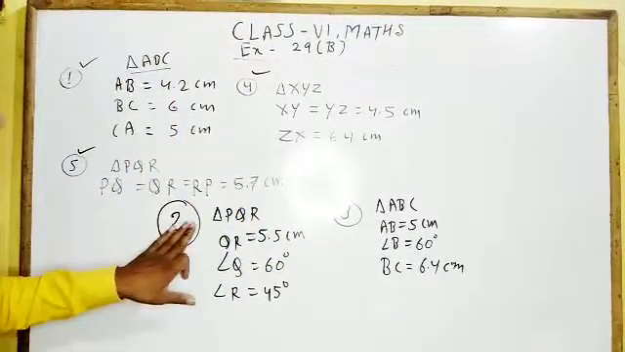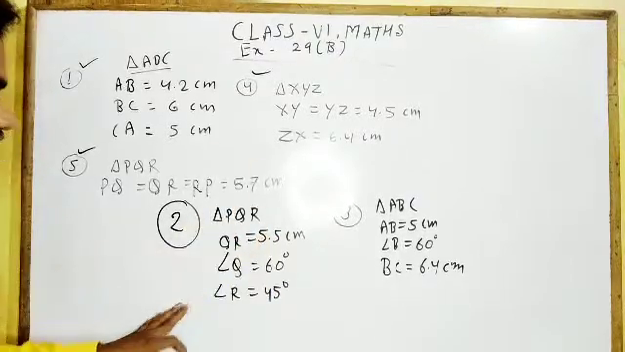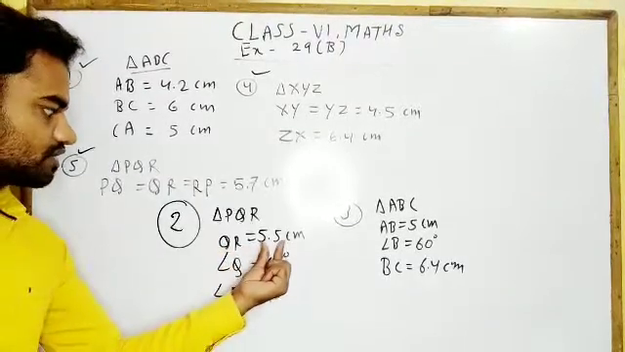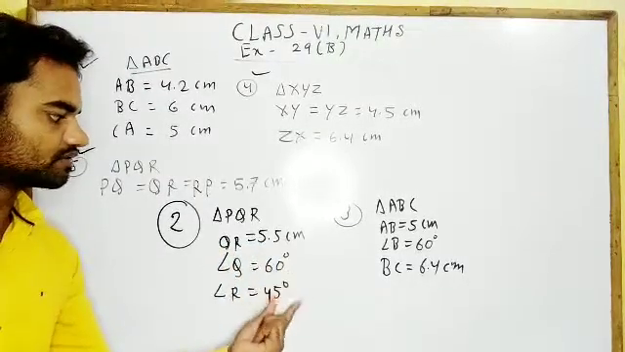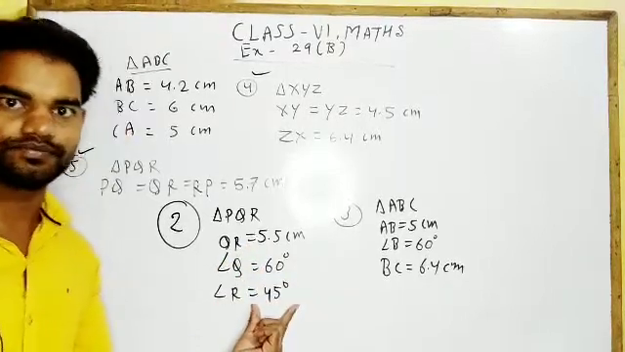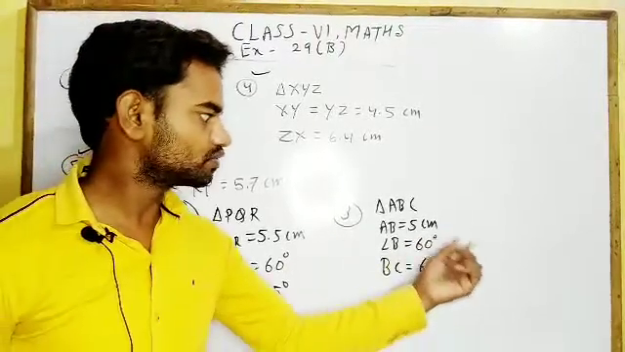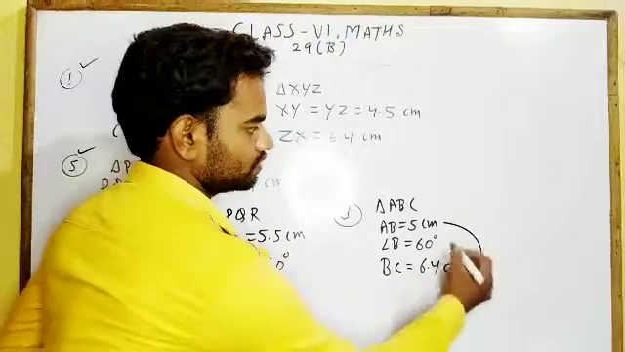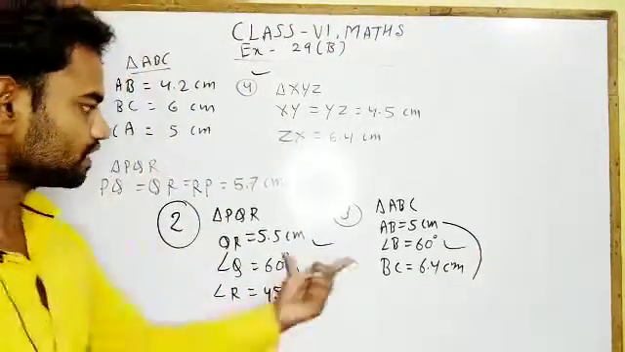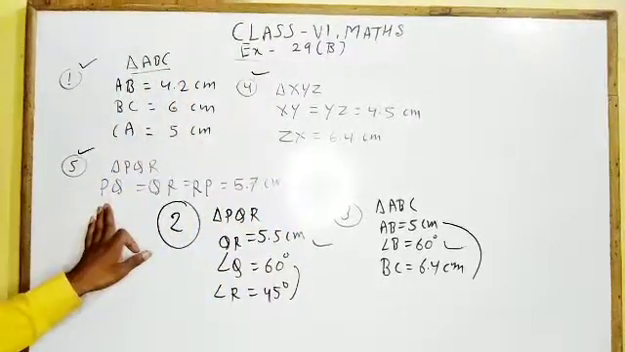Questions second and third, these 2 questions are different from these questions. In question number 2, QR, one side is given, 2 angles are given. Use one side and 2 angles; this triangle we have to construct first, then the circle. In question number 3, one angle and 2 sides are given. These 2 questions are a little different. Questions number 1, 4 and 5 are the same questions.